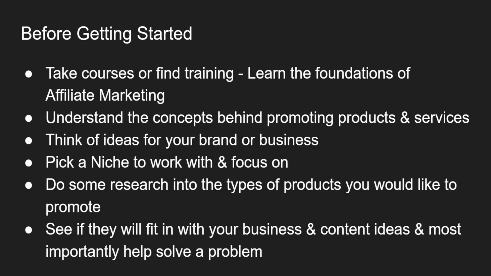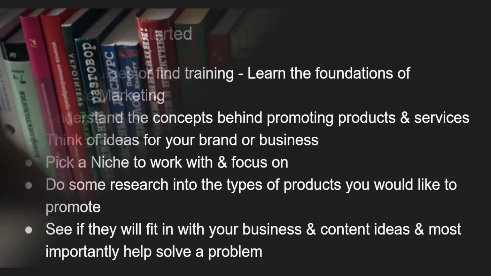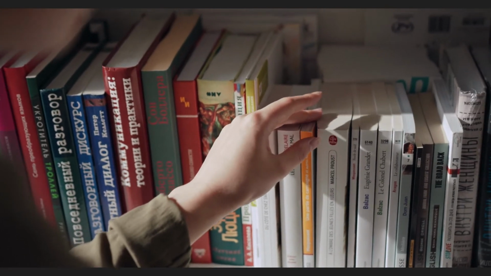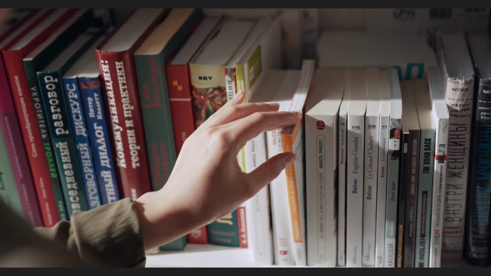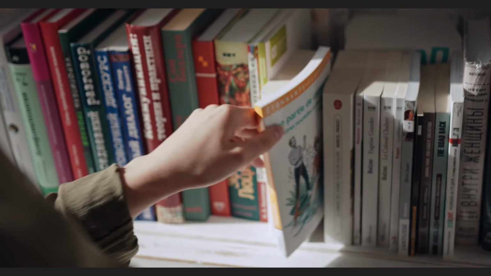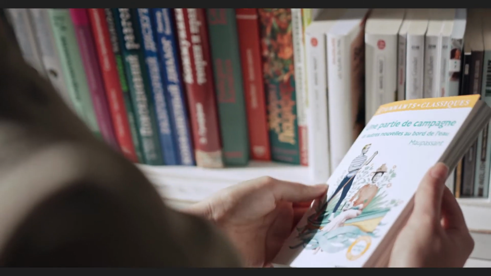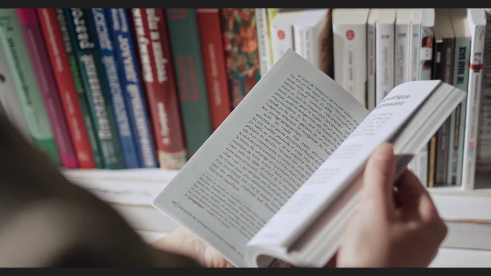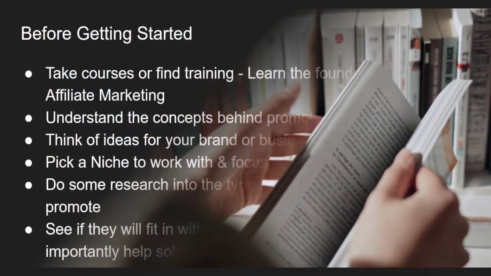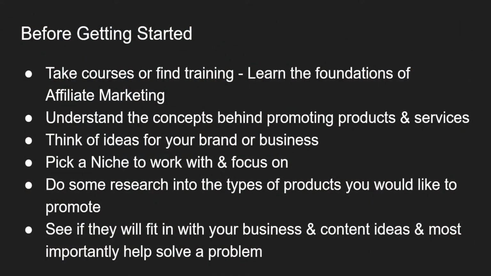So before getting started with affiliate marketing, one of the first things you need to look into, especially if you're considering this as your avenue to make money online or build a business around, is to learn the concepts of affiliate marketing. You want to take courses or find suitable training that can help you learn the foundations, and then try to understand the concepts behind promoting products and services. Again, a lot of that will be taught in whatever training programs you decide to sign up for.